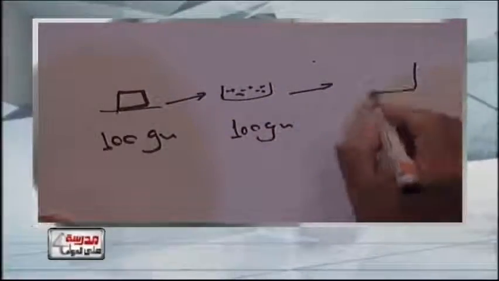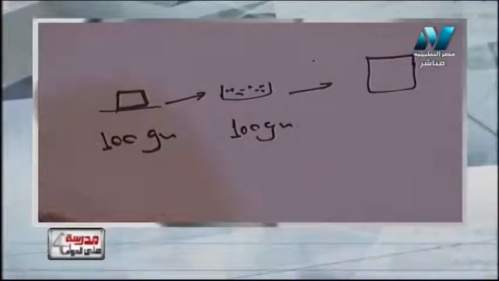Okay, this ice cube has a mass of 100 gram for example. What happens when this ice cube is melted and changed into water? It will have a mass of 100 gram. What happens if this amount of water is evaporated in a closed system?